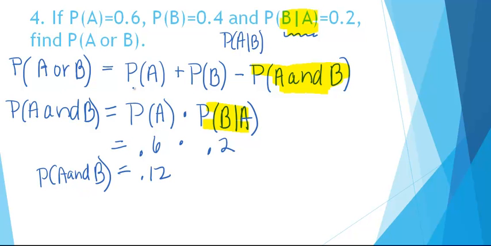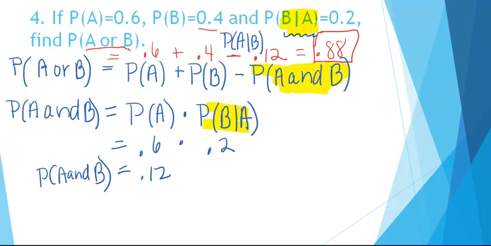Now we can substitute in. I should have left more room here. Let me try and do it up top. So we know that the probability of A is 0.6 plus the probability of B is 0.4, and then minus the probability of A and B, we know that's 0.12. So 0.6, this is like 60 cents and 40 cents. That's $1 minus 12 cents. So that would be 0.88. So this is the answer. This is the probability of A or B for this situation.